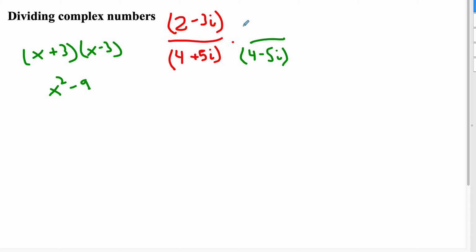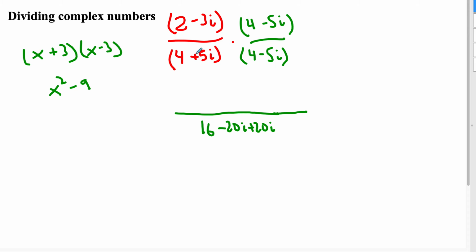Now, whatever I do to the bottom, I also have to do to the top, right? So here we go. 4 times 4 is 16, so I'm doing the denominator right now. 4 times a negative 5i is minus 20i plus 20i. So as promised, because I'm multiplying by what we call the conjugate.